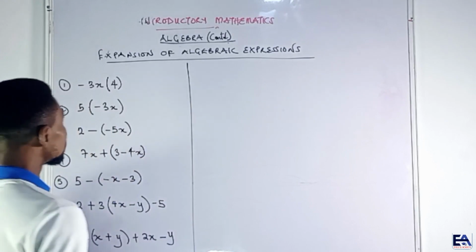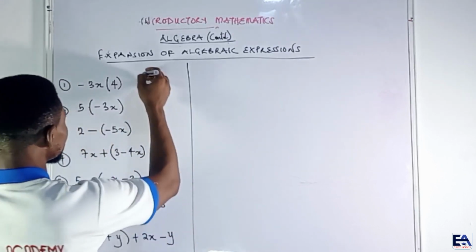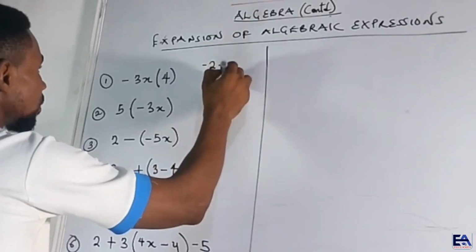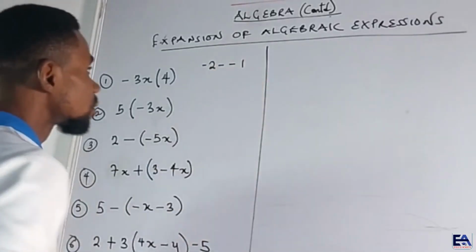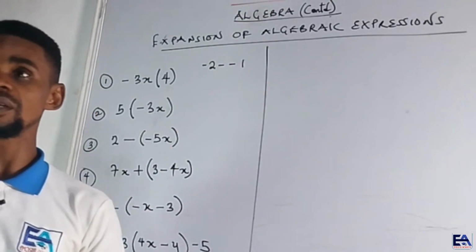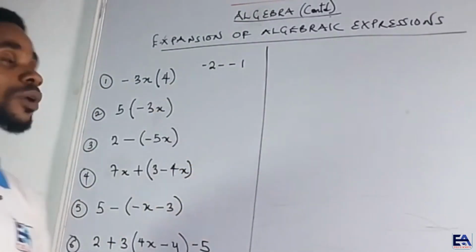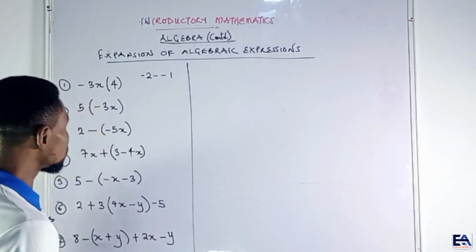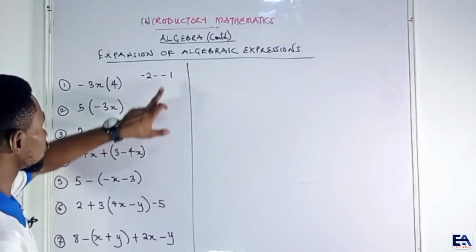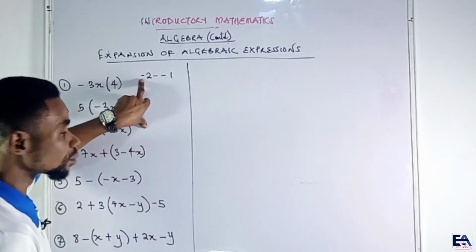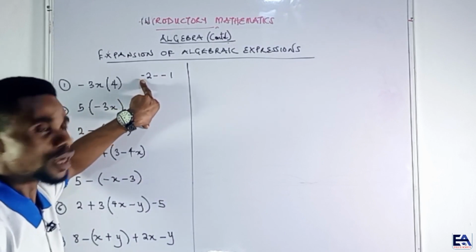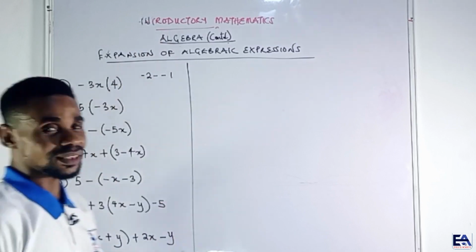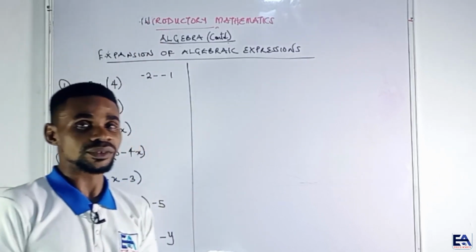If I have a number like this, maybe -2 minus -1, there is nothing wrong with this. Whatever we are seeing here just indicates that we are subtracting -1 from -2. But it is going to cause confusion. This is going to be like a syntax error if you type it in a calculator.